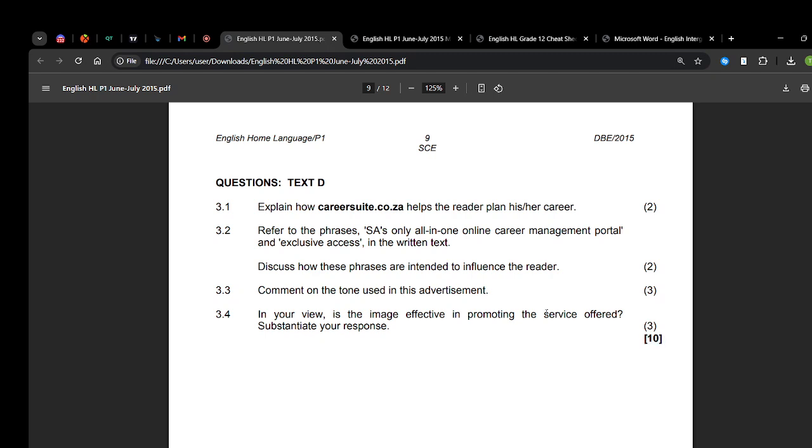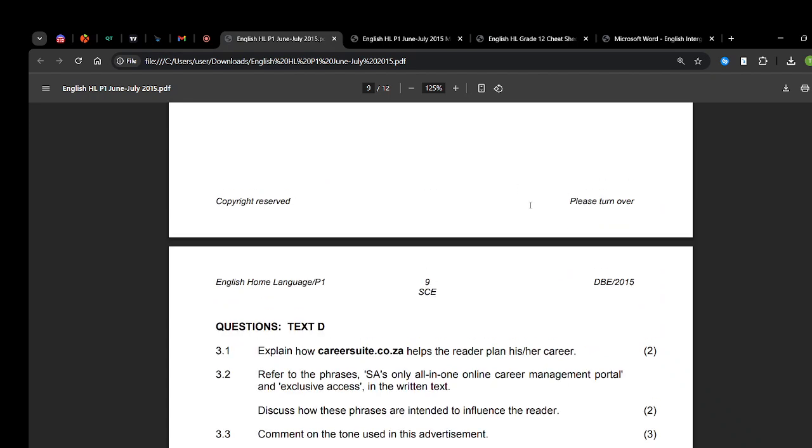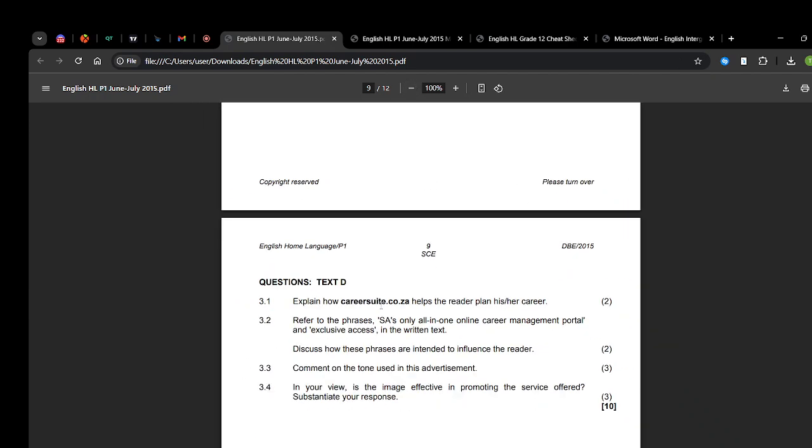So the first question says, explain how careersuite.co.za helps the reader plan his or her career. So the keyword here is explain, but basically how. So does anyone want to try and answer this one for us? Because I am going to need some engagement at some point, guys. Explain how careersuite.co.za helps the reader plan his or her career. And I'll just zoom out if anyone wants to give this a try.